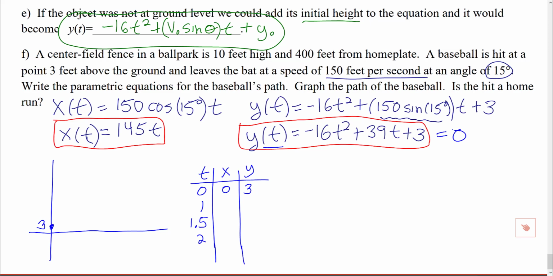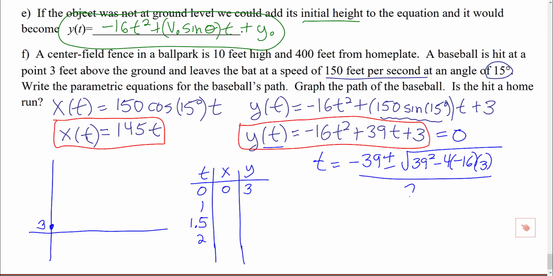Well, this is a quadratic equation that doesn't factor, so I can figure out when it hits the ground if I do negative b, that's 39, plus or minus the square root of b squared, that's 39 squared, minus 4 times a, which is negative 16, times c, which is 3, all over 2a, which was negative 16. That's just the quadratic formula.